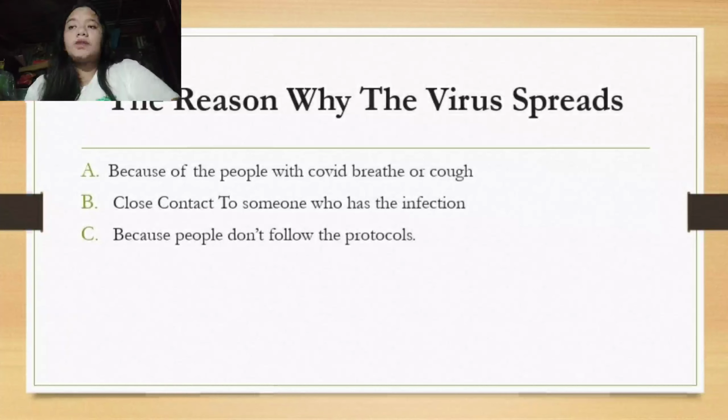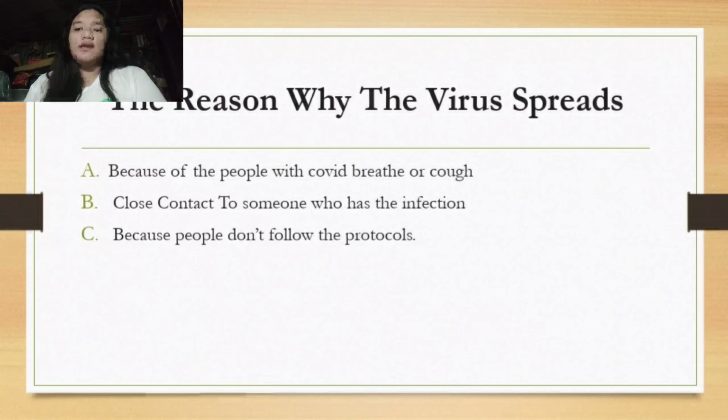A. Because of the people with COVID who breathe or cough. This is one of the reasons why the virus spread so fast, especially when the virus was just starting here in our country, because at that time we did not immediately know who were COVID positive. So the virus spread quickly and more people became COVID positive.